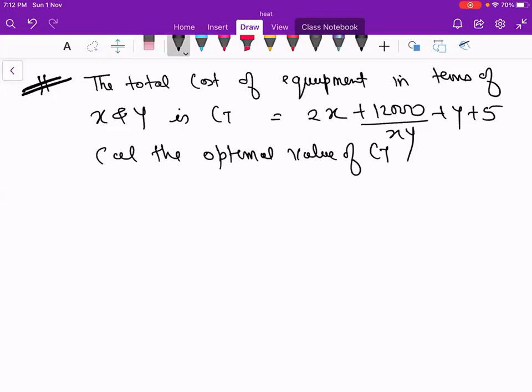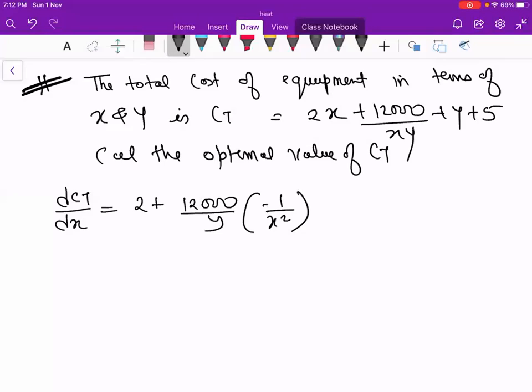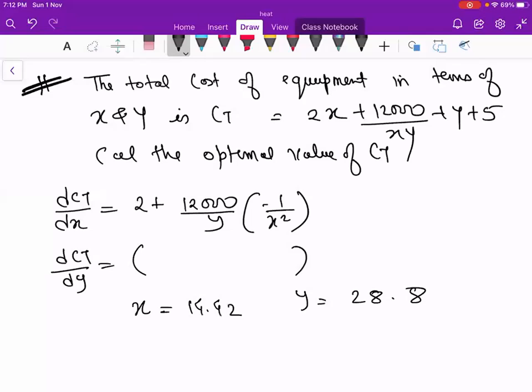So what you have to do basically, first you have to differentiate with respect to x. So what will it come to? 2 plus 12,000 upon y, minus 1 by x square. This is coming for the first section. Similarly, you have to solve it for y. So you will get some equations, and after solving them you will get the optimum values of x and y. So x is coming, I think, 14.42, and one student has written y as 28.8. So now this is the optimum value of x, and this is the optimum value of y.